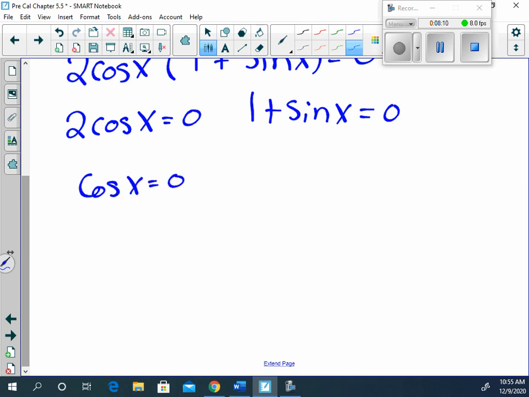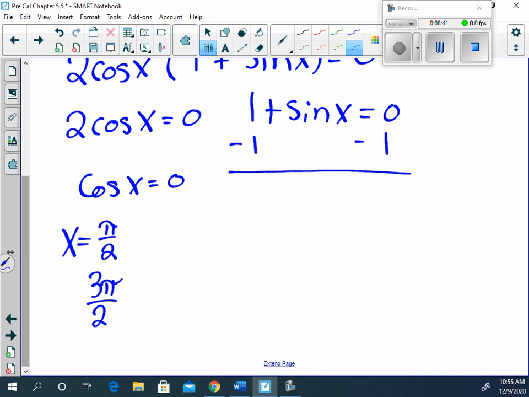Cosine of x is equal to 0. Well, for here, cosine is equal to 0 at not 0, but pi over 2, going straight down, because where x is 0 is right on the y-axis, up and down, straight up and down. Now, on the other one, we would subtract 1. Which would give us sine of x is equal to negative 1.